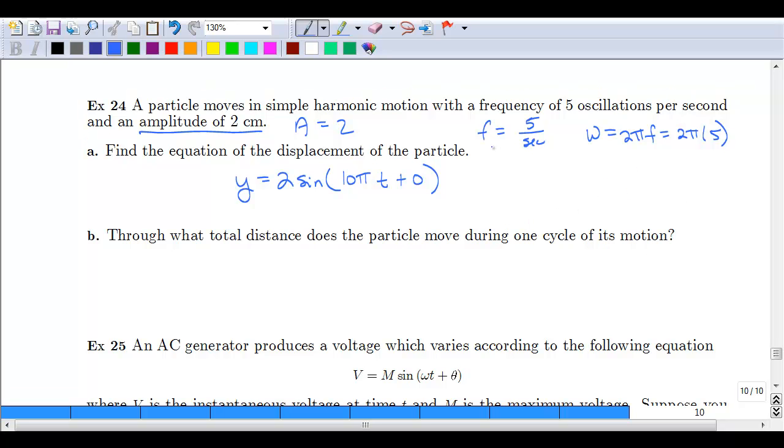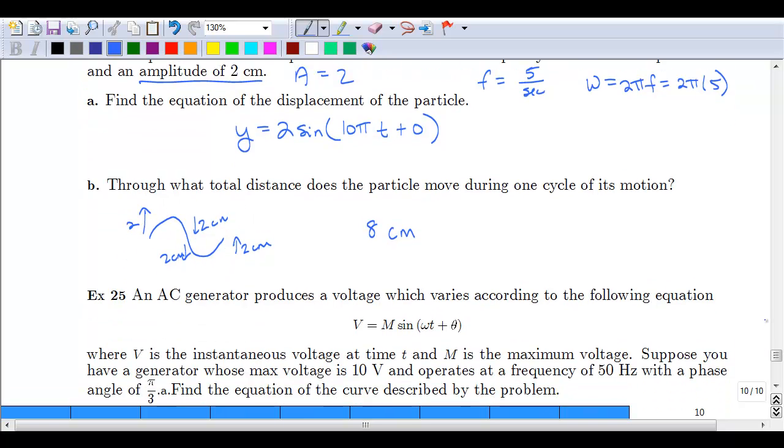So this is where you have to be careful. Plugging in one full cycle is just going to get you back to 0 because it's a sine function. You have to think about what's going on. Sine function is going up and back down. So it's going up 2 centimeters, down 2 centimeters, down another 2 centimeters, and then up another 2 centimeters. So if you put all of those together, you have a grand total of 8 centimeters that this particle has moved through, up, down, down, up, to get to the end.